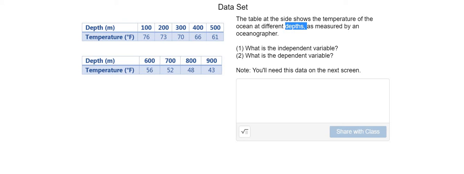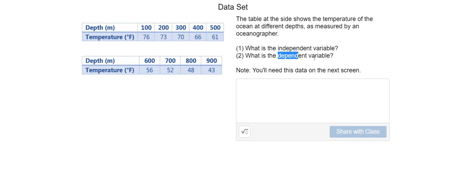Okay, so the first question is, what is the independent variable? In this case, the independent variable is the depth of the water, because it doesn't depend on the temperature. The depth of the water is just independent, it's at specific levels.